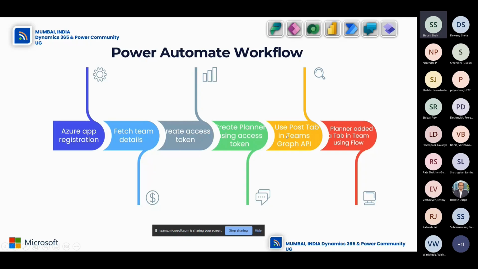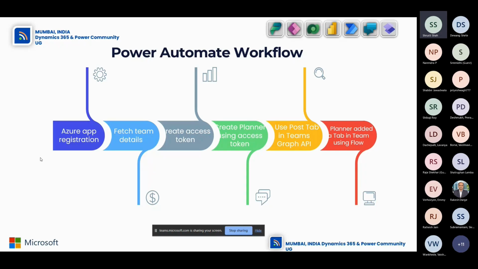So quickly, I'll elaborate the workflow steps. Firstly, because definitely we are using Graph API, we need authentication, Azure AD, client ID, client secret we are going to use. So definitely I'll have to register an app. Once my app registration is done, I am fetching team details, and then I am using a Graph API to fetch access token. This access token is needed for the Graph API of Planner, wherein Planner will be created using that access token.